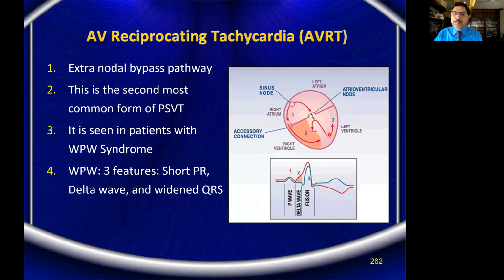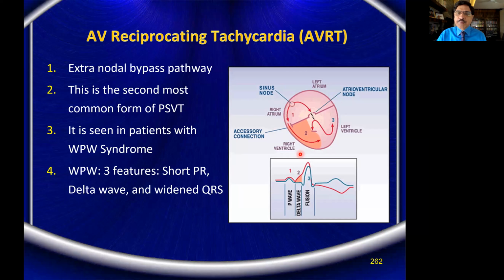But in these people, there is an accessory pathway. From the atria to the ventricles, there is another door through which the impulse can enter the ventricles and produce a contraction. Usually it is on the right side. Sinus node, right atrium, right ventricle, there is an accessory pathway on the right side. It is usually not this side.